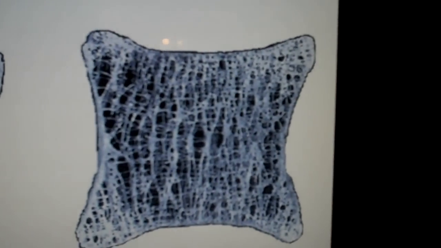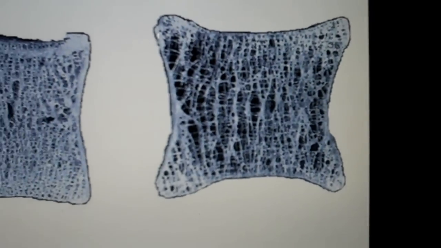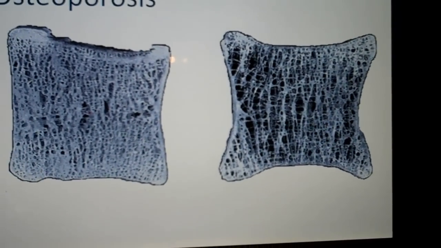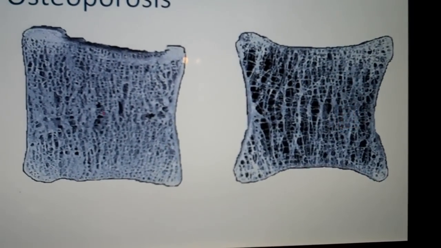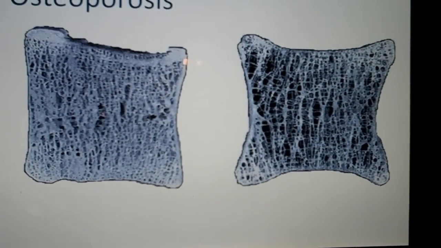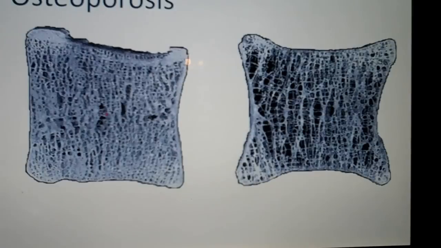So I have a picture of a healthy bone right here, and then I have a picture of an osteoporotic bone. When a person has osteoporosis, the osteoclast formation is greater than that of the osteoblast formation. So the osteoclast that breaks down the bones is happening a lot faster than the osteoblast that builds the bones.